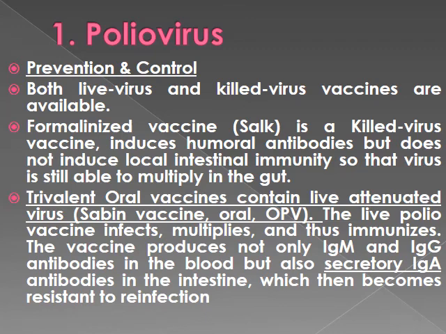It is avirulent, of course. Thus it causes complete immunity. Vaccine produces not only IgM and IgG in the blood, but the most important, as we said before, there is secretory IgA antibodies in the intestine, which then becomes resistant to reinfection. The intestine that produces secretory IgA becomes resistant to reinfection.